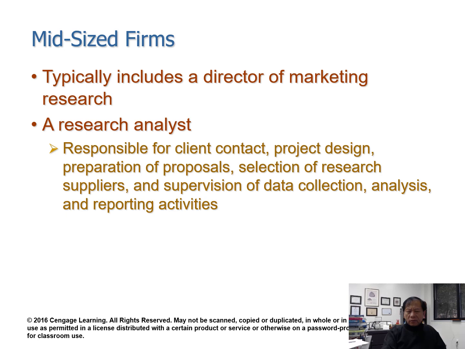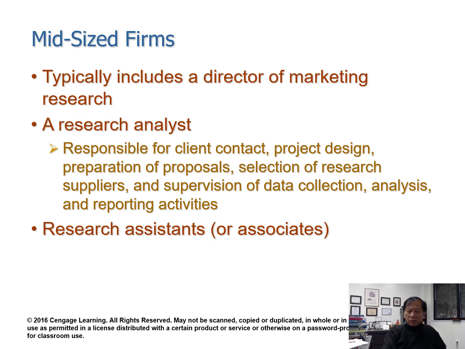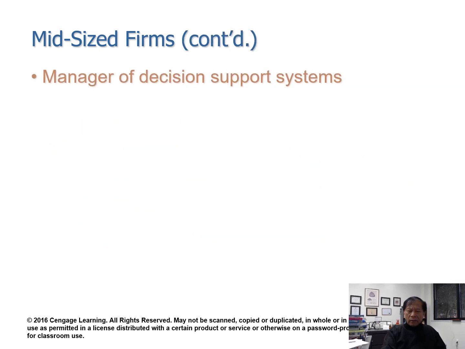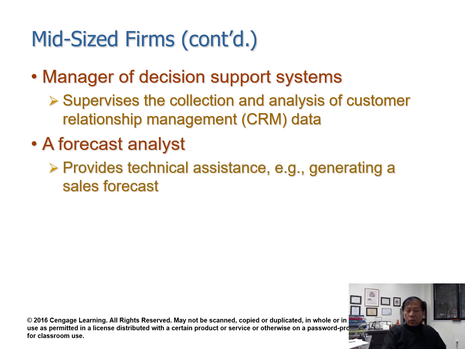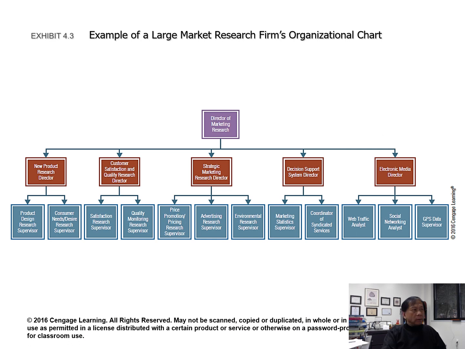And for mid-sized firms, typically the types of jobs and positions available are director of marketing research, research analyst, research associate, research assistant. These are the ones that you're probably going to start out with if you join a marketing research agency. Okay? And then the managers of decision support system, CRM system, forecast analyst, all possible ones. Here is an example of a large market research company's organizational chart.